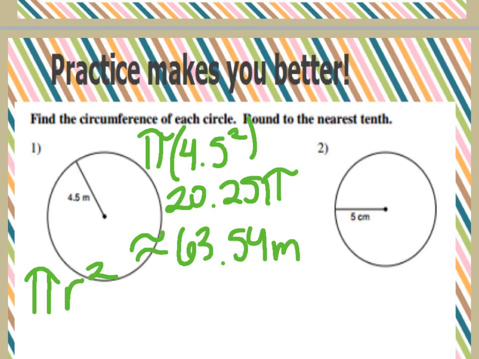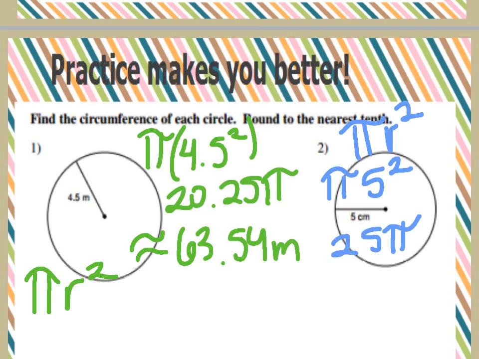Alright, so for the second circle, remember it's pi r squared. So this would be pi times 5 squared. I know that 5 squared is 25. Keep your pi. Always put the coefficient in front of pi. And then the approximate answer, we would take 25 and multiply it by 3.14. And that's approximately 78.5 centimeters. So as long as you know how to find the area of a circle, you can find the volume of a cylinder.